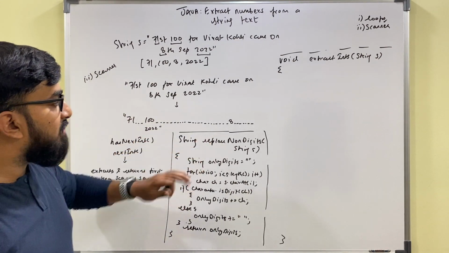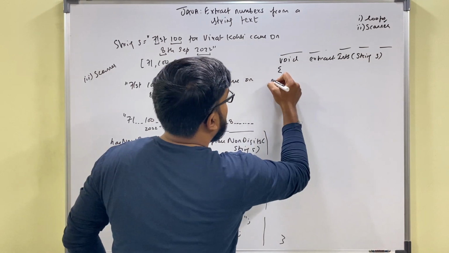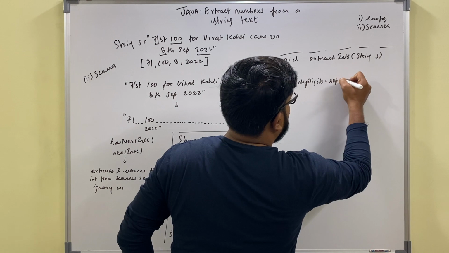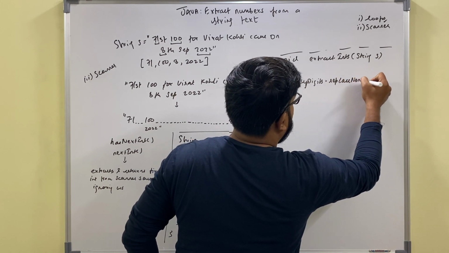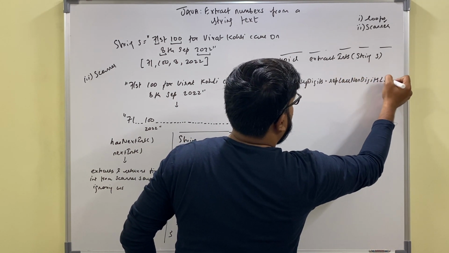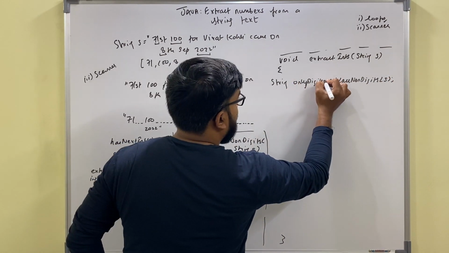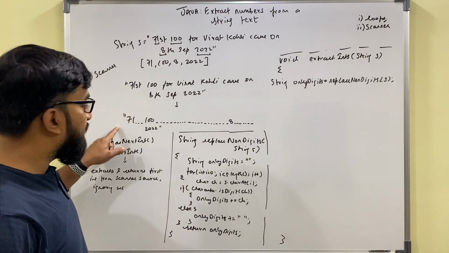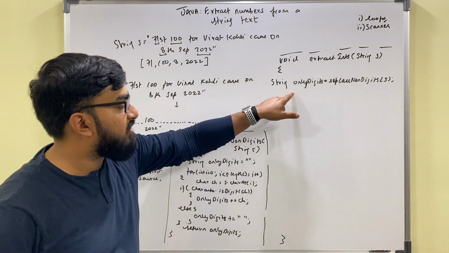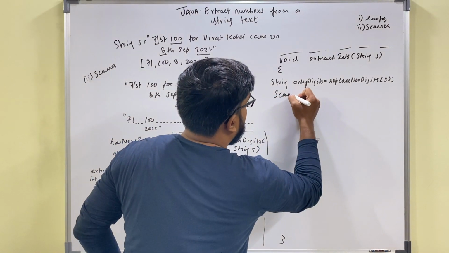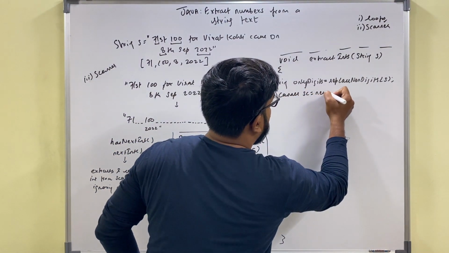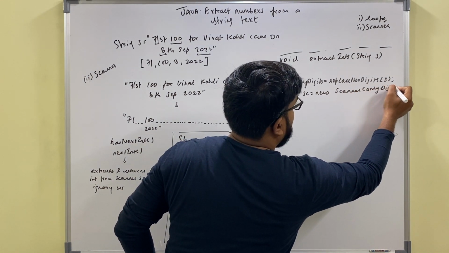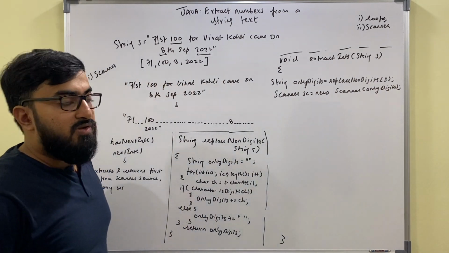So the first thing I do is call this method on this string. I'm going to say string only digits is replace non-digits. That is calling this function with this given string s and storing the return value in this variable only digits. Then I create a scanner object with this string as a source. So I say Scanner sc is equal to new Scanner, and pass this string as the source from which this scanner object is going to read.